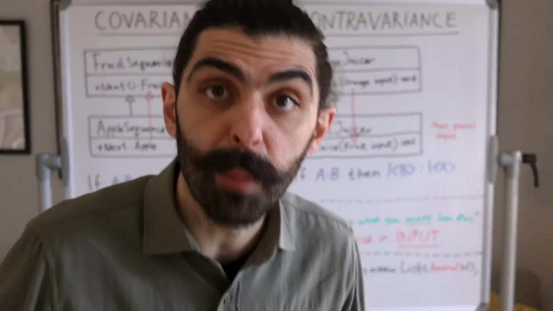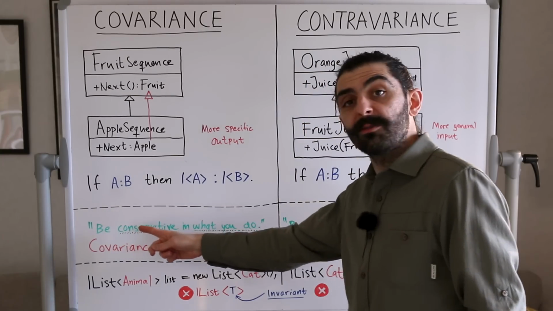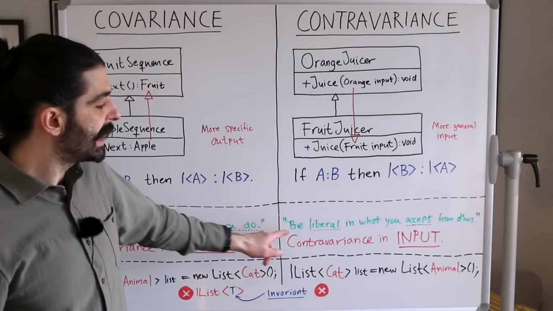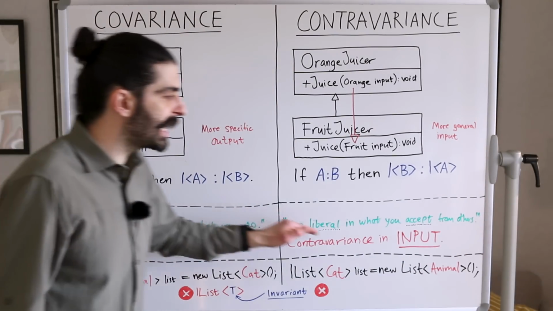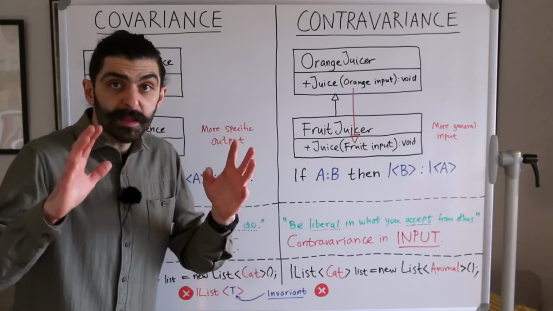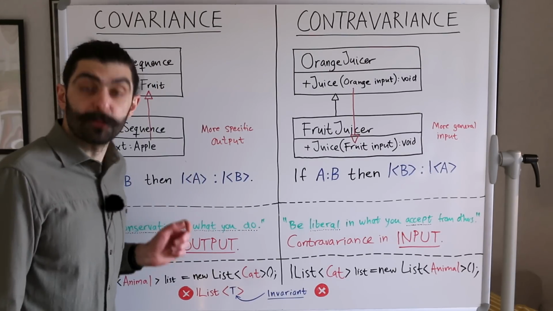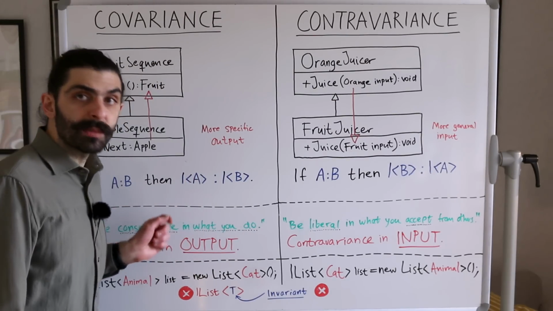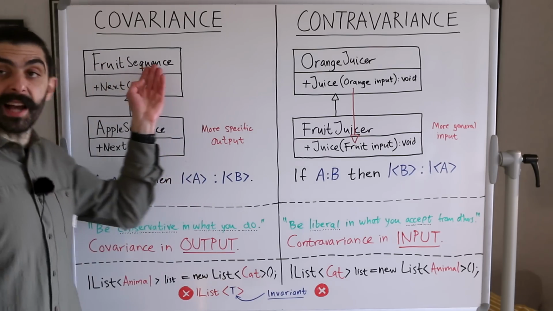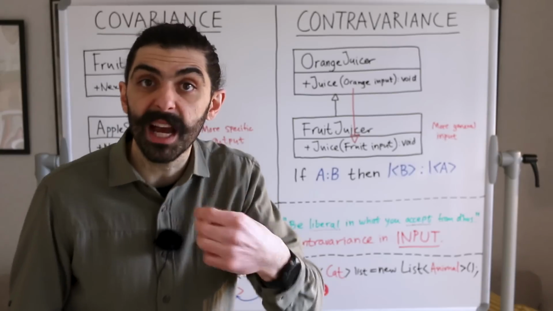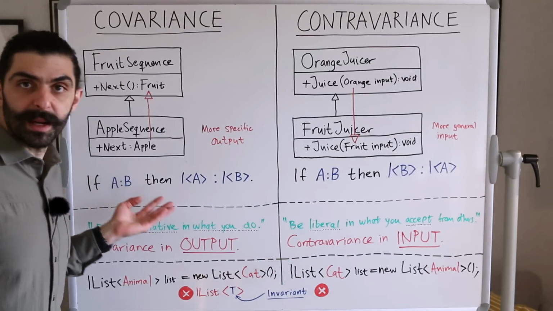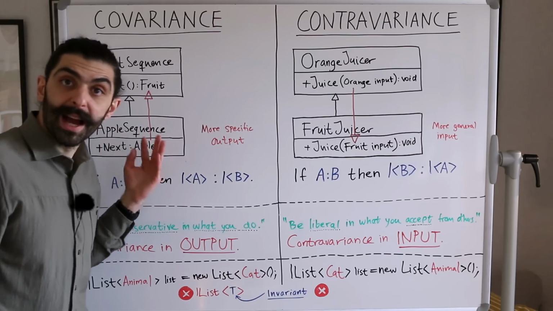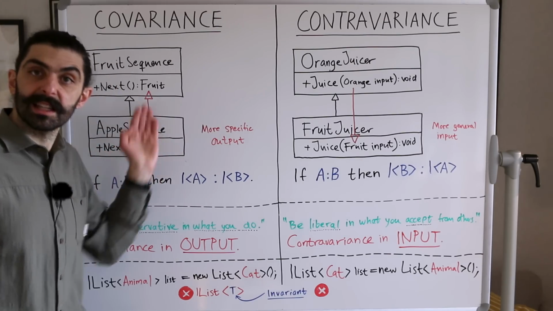Another way to remember this rule is to consider what is known as the Robustness Principle. Be conservative in what you do and be liberal in what you accept from others. This means that if I am the subtype, I must, from my methods, return either items of the same type that my supertype is returning, or a subtype of those types, something more specific. That way, users of my type won't be surprised when they try to use this type as if it was an instance of the supertype.